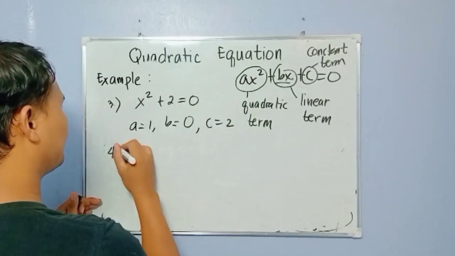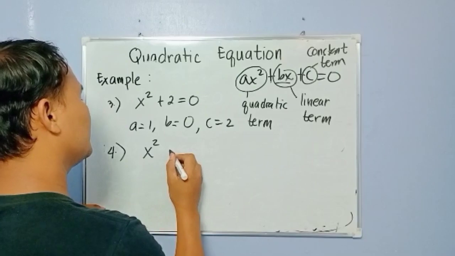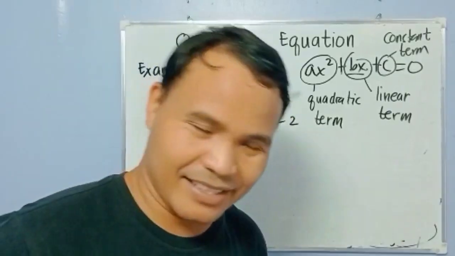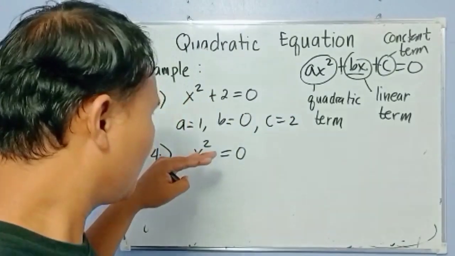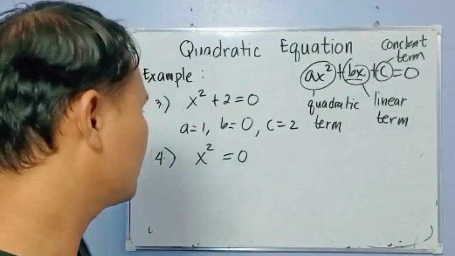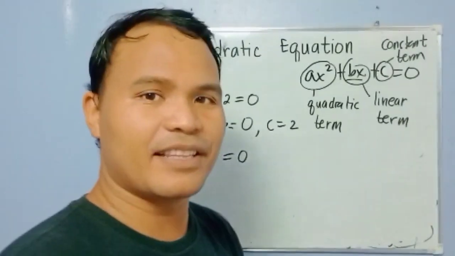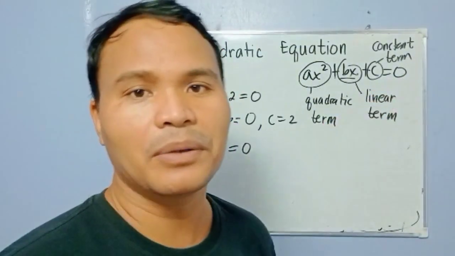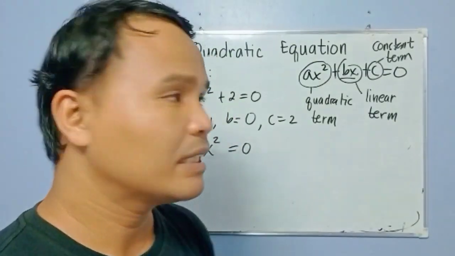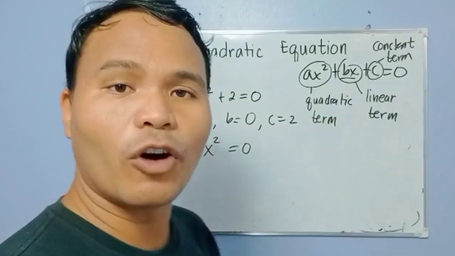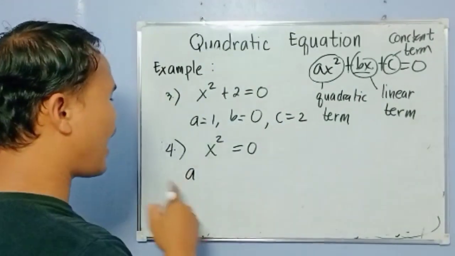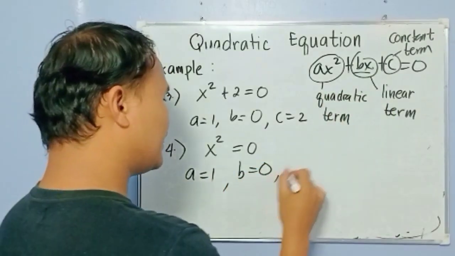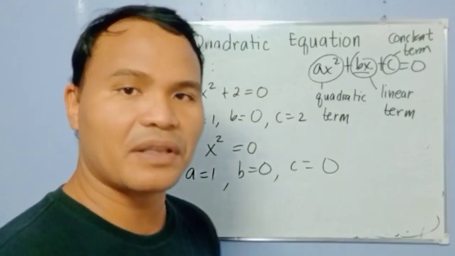Okay, another example. If I have here x squared equals 0. Is this a quadratic equation? Yes, it is a quadratic equation. Is it written in standard form? Yes, it is written in standard form. As I said, if the quadratic equation is equate to 0, therefore that equation is written in the form of standard form. Okay, the value of A here is equal to 1. The value of B is 0 because there is no linear term. And the value of C is 0 because there is no constant term.